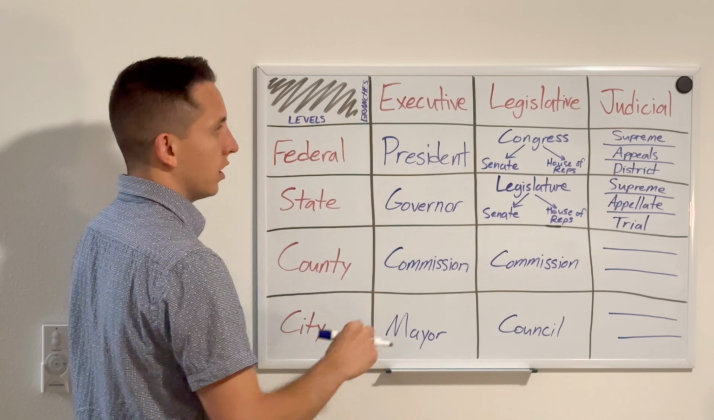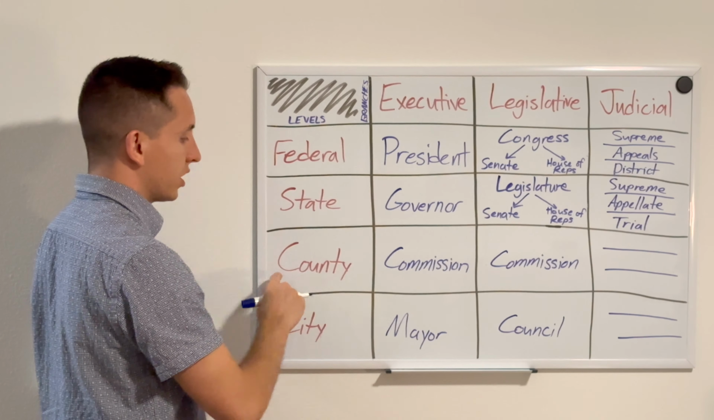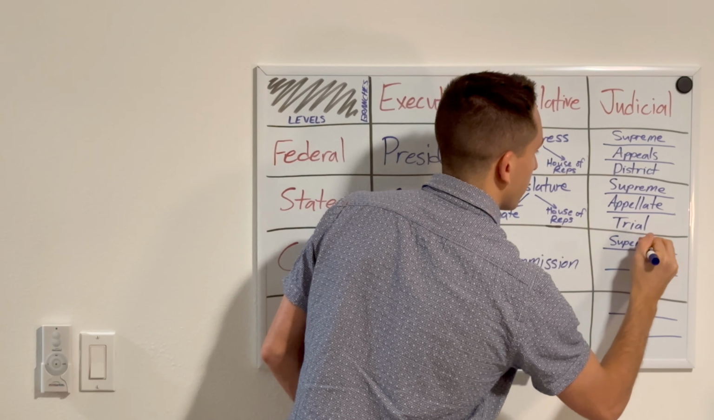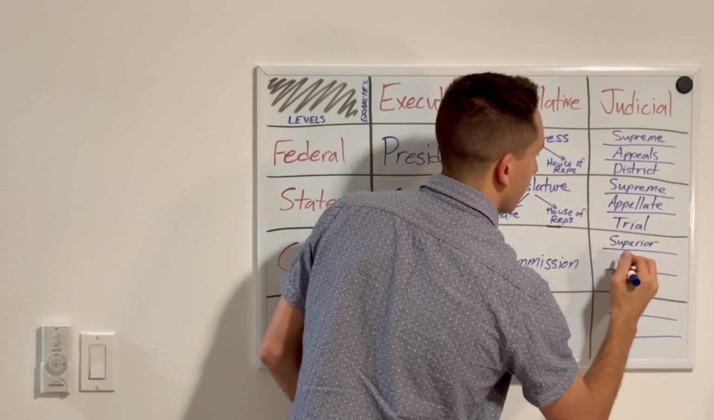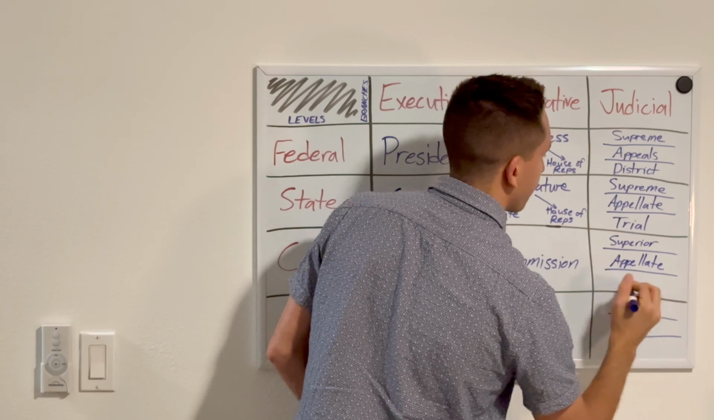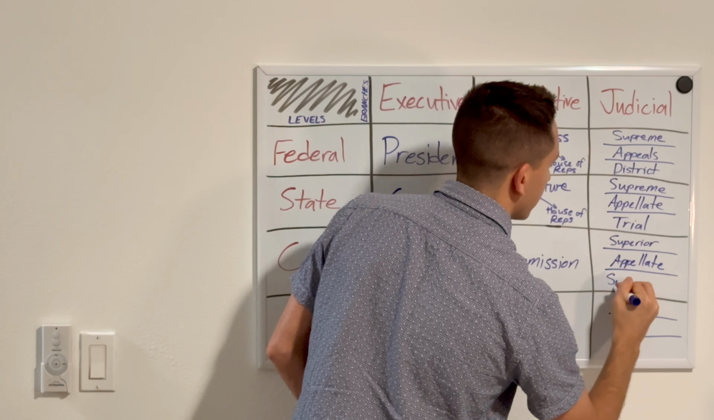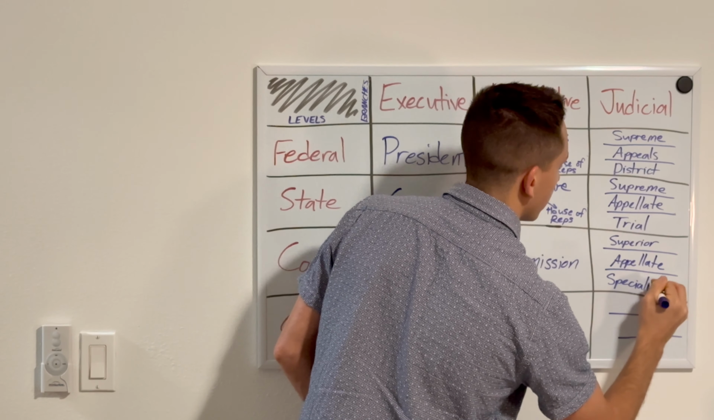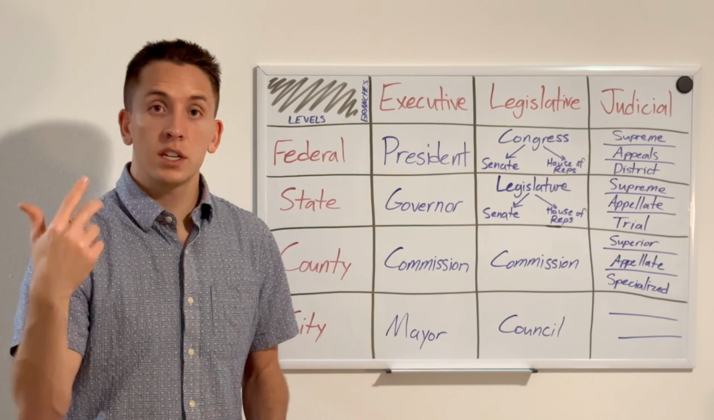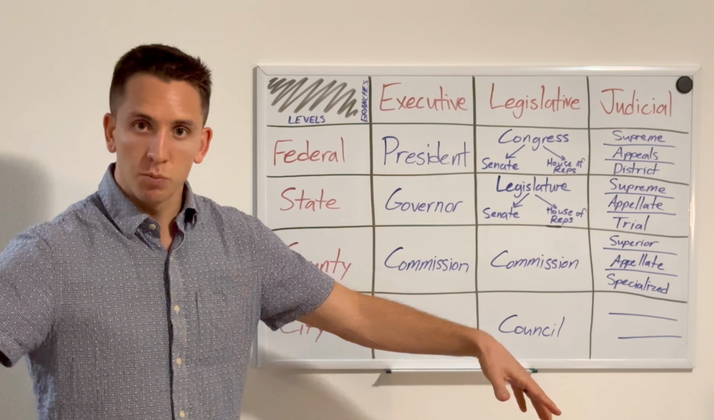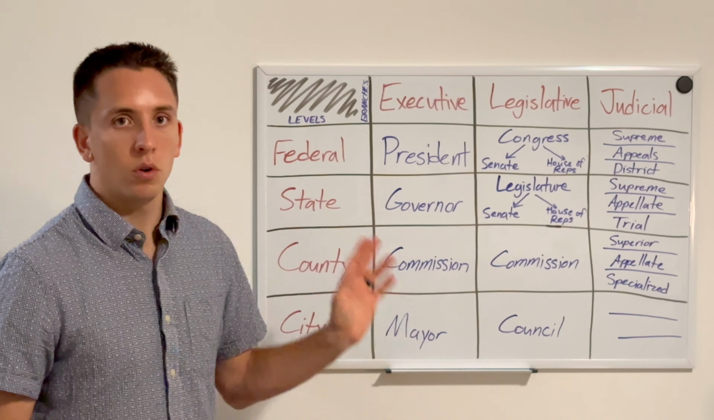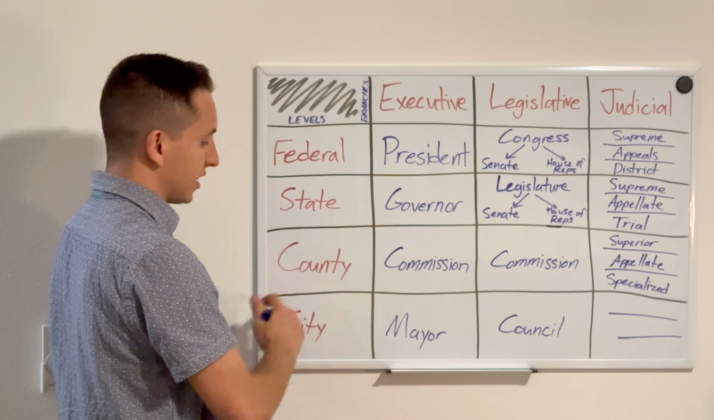Next, county. Who are your judicial system, your judges on the county level? You have your superior court, then you have your appellate courts, and then you have your specialized courts. Now, your specialized courts are your drug courts, your traffic, small claims, things like that. They're just more specialized. And then you can do the same thing, you can appeal and go up the line.